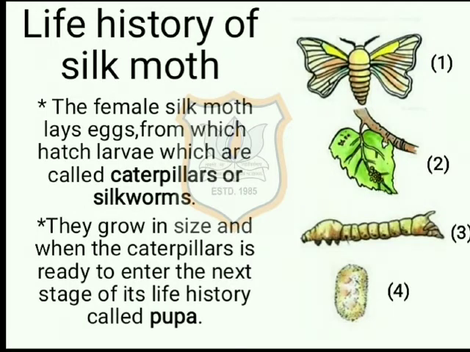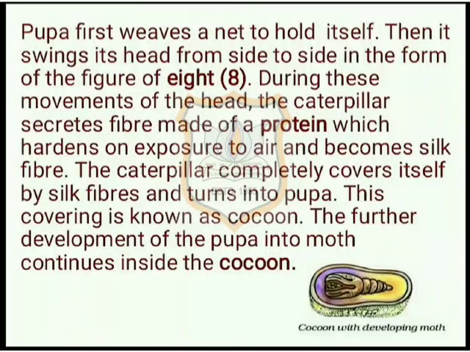First is the female silk moth. Second, eggs on mulberry leaves. Third is caterpillars or silkworms. And fourth is pupa. The caterpillar first weaves a net to hold itself.